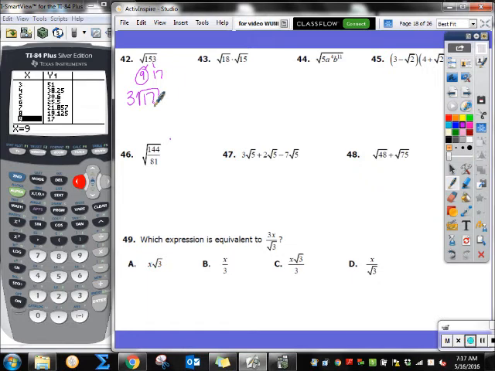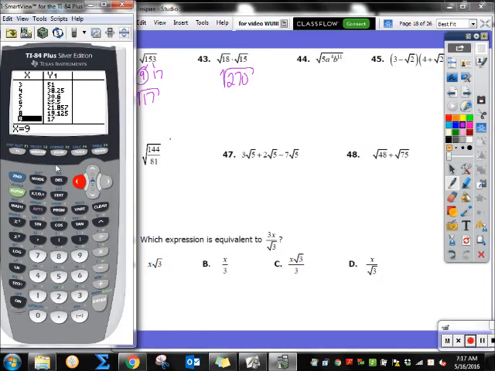Number 43, we have multiplication. Remember the rules: outside times outside, inside times inside. Since you have both insides, you can multiply those first. You could simplify first. It's really up to you. So I'm going to multiply first. So that's going to be the square root of 270. That'll give us a chance to practice our trick in the calculator. So 270 divided by x. And then I'm looking for the largest perfect square.